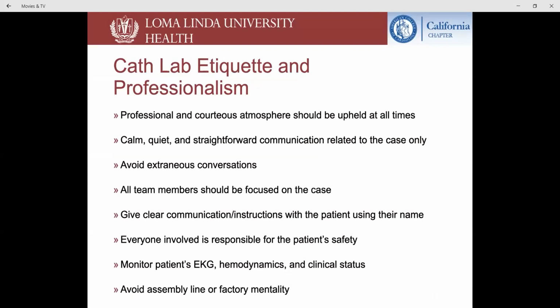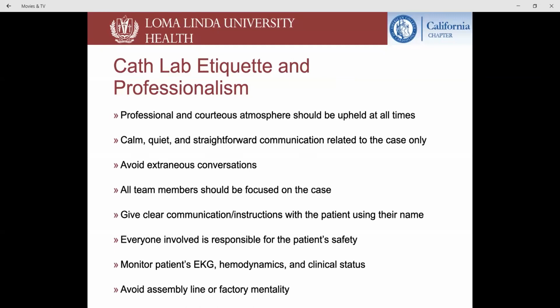So at all times, you want to be professional and courteous to create a good atmosphere, and that should be upheld at all times. You want to talk in calm, quiet, and straightforward communication related to the case only, and avoid extraneous conversations. All team members should be locked in and focused on the case. When you talk to the patient, you want to give clear communication and instructions, and a lot of times use their first name to get their attention.